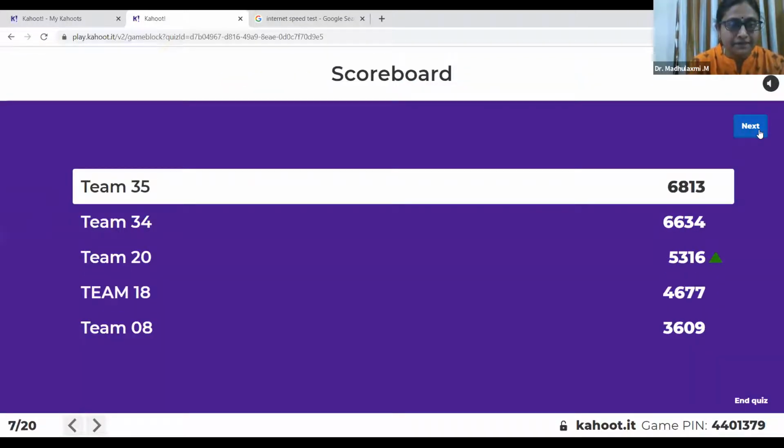Team 35, 34, 20, 18. Okay, that seems to be a close fight for the second and third place all the time, but the first place seems to be consistent. Come on, all of you. Next question, question 8.